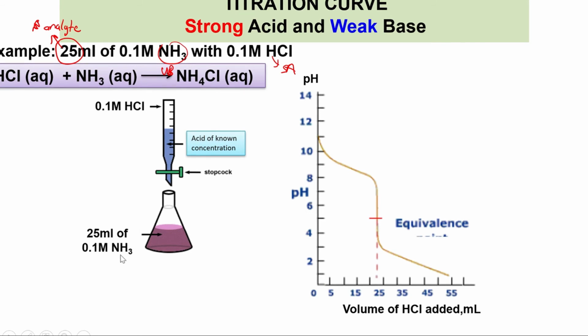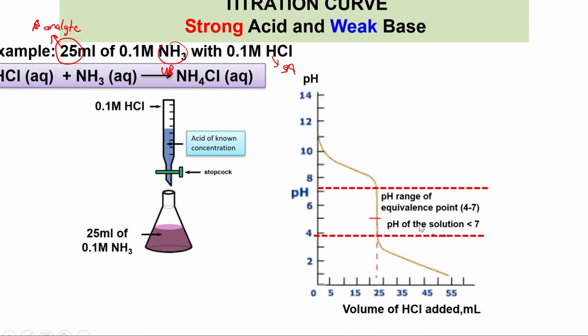Next, as the solution inside the conical flask is the weak base, that means our titration curve is going to start from pH more than 7. The pH of the weak base is about 11. Next, you have to plot the steep vertical portion. For the titration between a strong acid and a weak base, the pH range of the equivalent point is from 4 to 7. Therefore, you draw a steep vertical portion here, and the pH of the solution at the equivalent point must be less than 7.